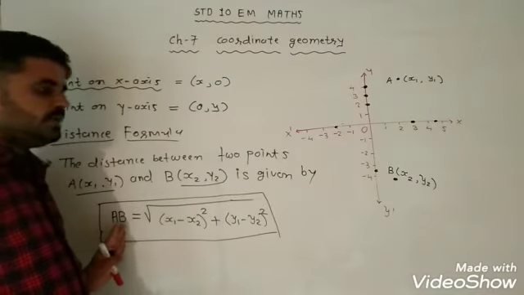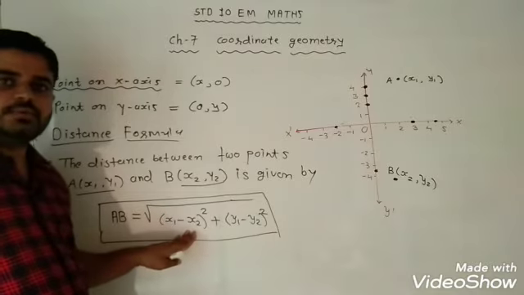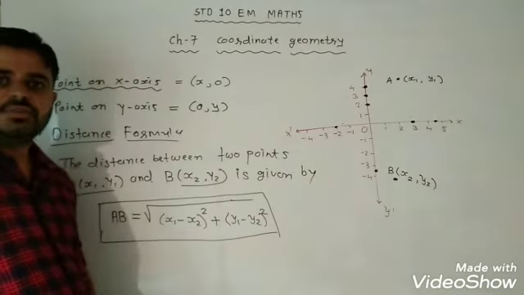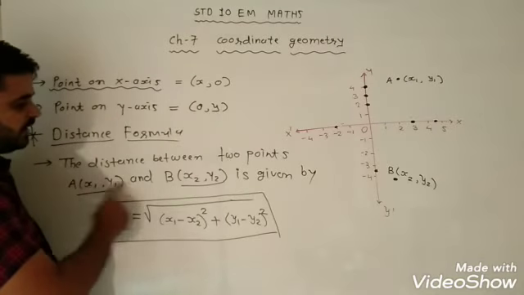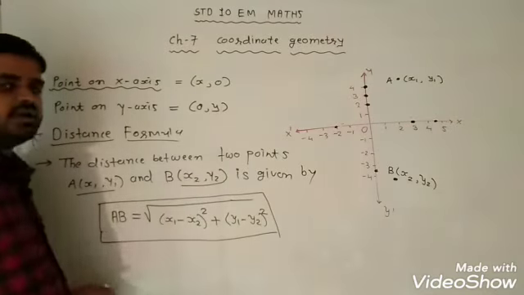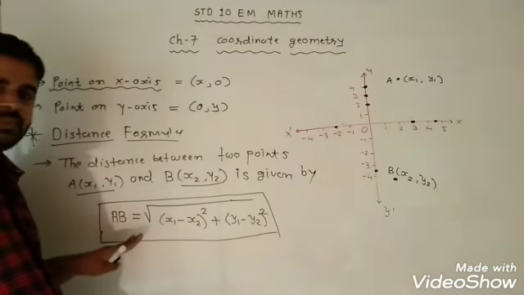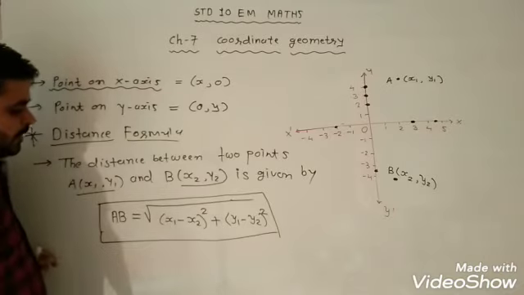AB means distance between A and B is given by under root x1 minus x2 whole bracket square plus y1 minus y2 whole bracket square. Here x1 and y1 are the coordinates of A and x2 and y2 are the coordinates of B. It is given in our question. If we want to find the distance between them, then we can find.